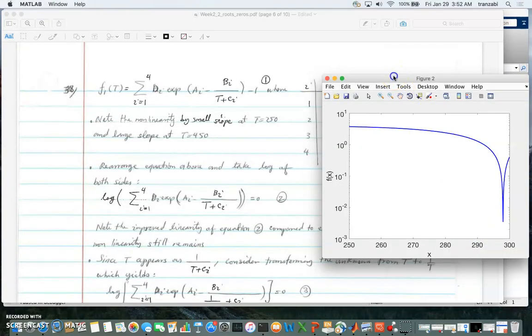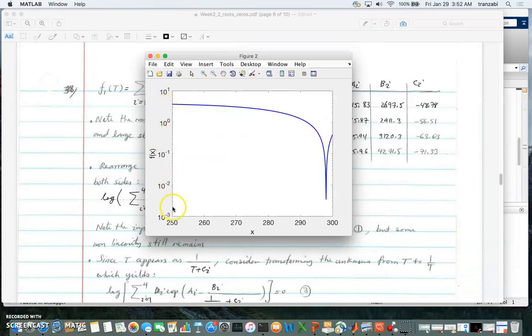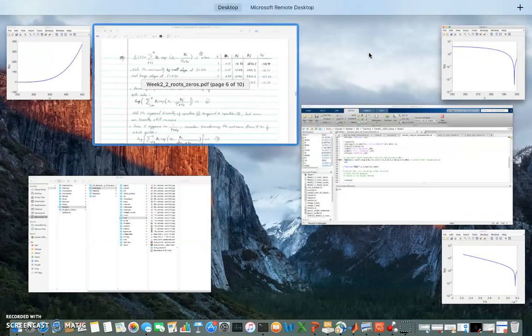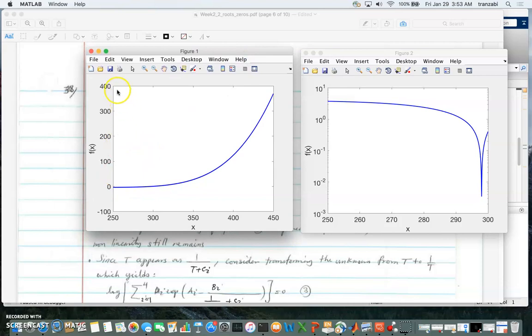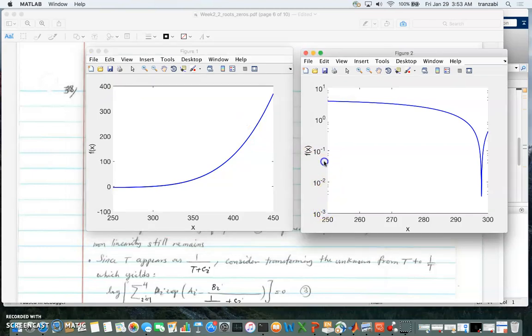Now look at that. The range now varies between 10 to the minus 3 and, let's say, 3. So between 0 and 3. Compare these two: we changed the range of the y-axis from 0 to 400 to something between 0 and 3. So 0 to 3 compared to 0 to 400. You see that we changed the range quite a bit.